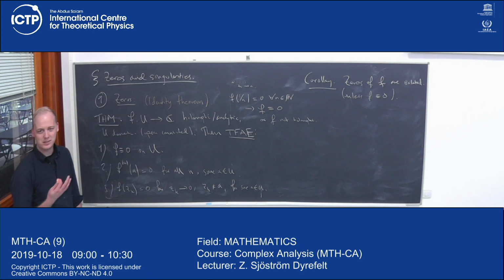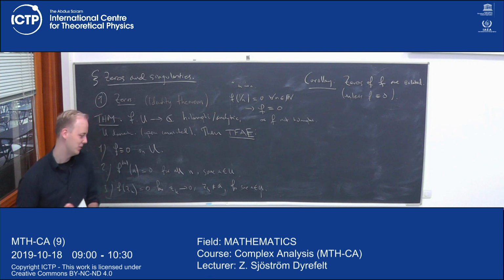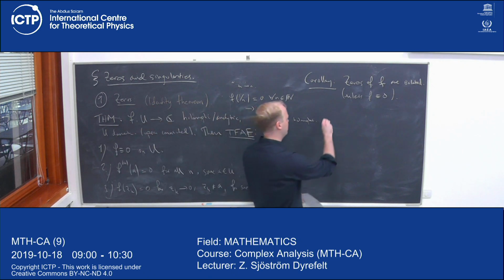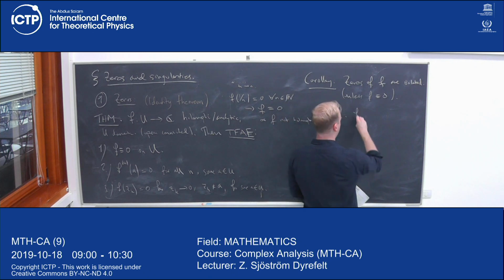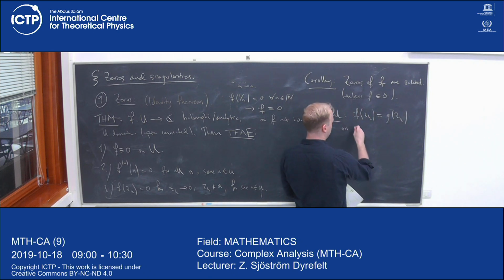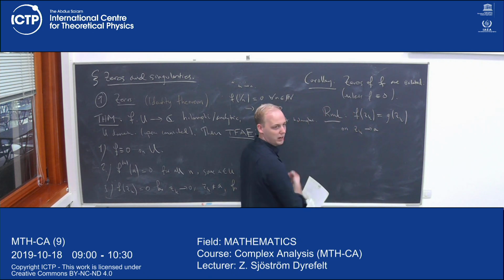Identity can mean several things, but it can also mean that two things are identical. So, there are several ways to motivate this name. But this is one consequence. Another consequence is the following: if, for example, f of zk is equal to g of zk on some sequence zk tending to a, with a an accumulation point, then they are actually equal. They are identical.